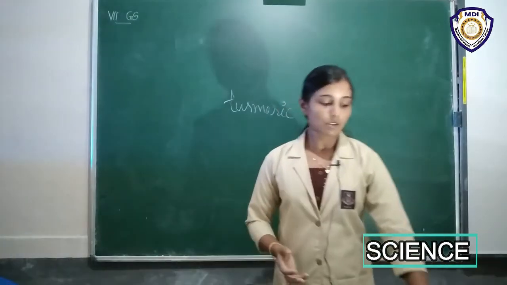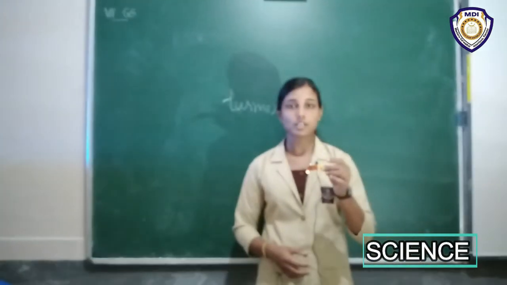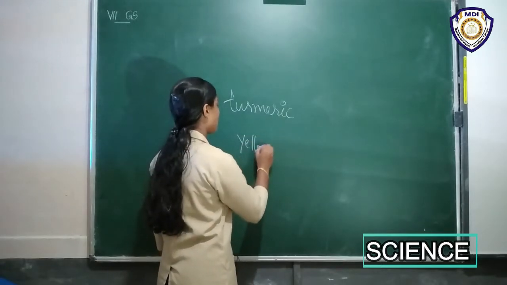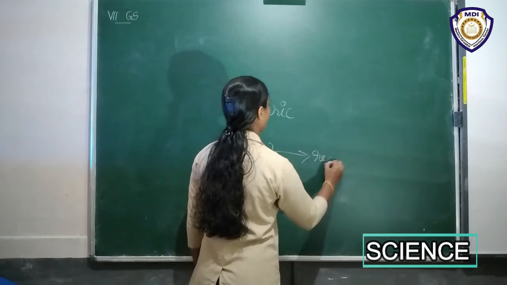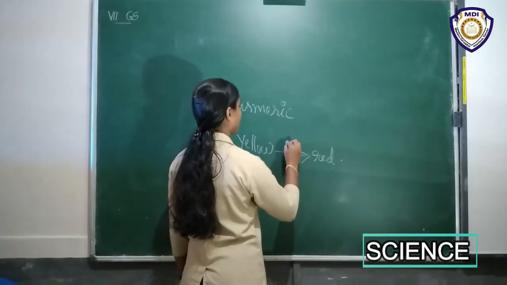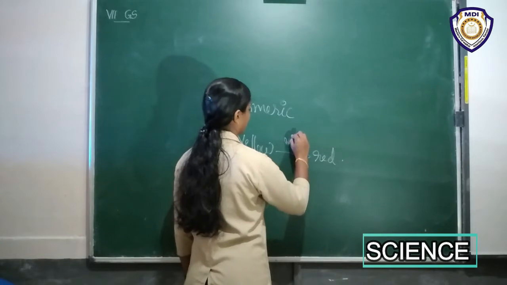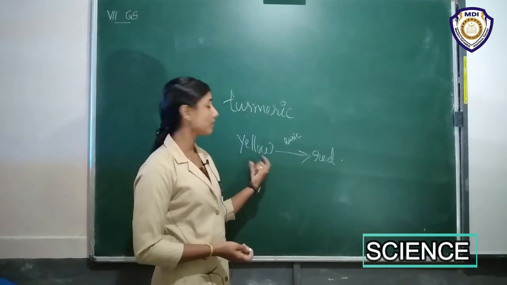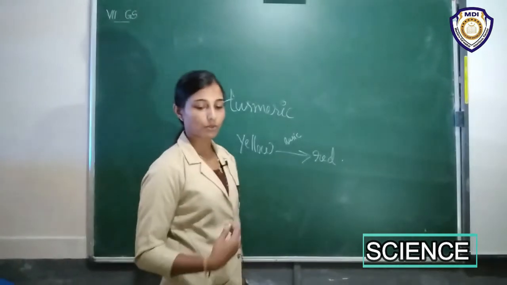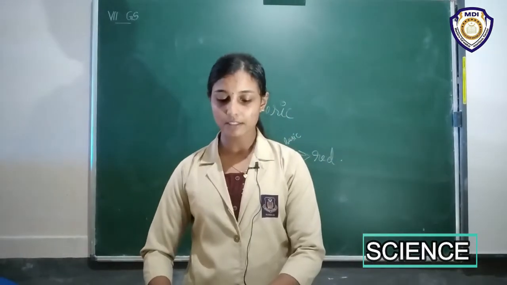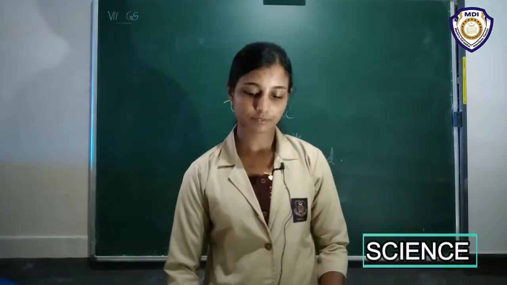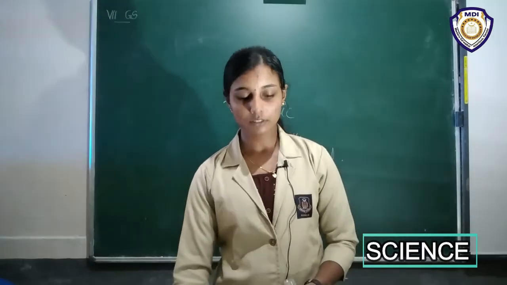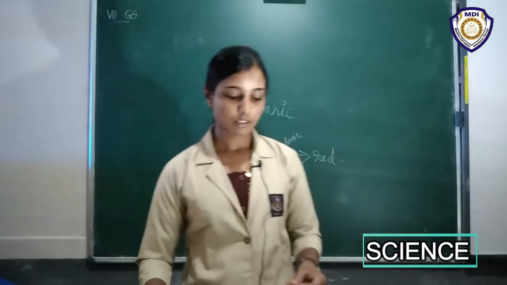So this is only in the case of soap solution. Turmeric will change its color from yellow to red when it is dipped in a basic solution. Okay, so basic solutions will make a color change of turmeric from yellow to red. Okay, and now we can see the difference between this basic solution and the result of an acidic solution when it acts upon this turmeric.